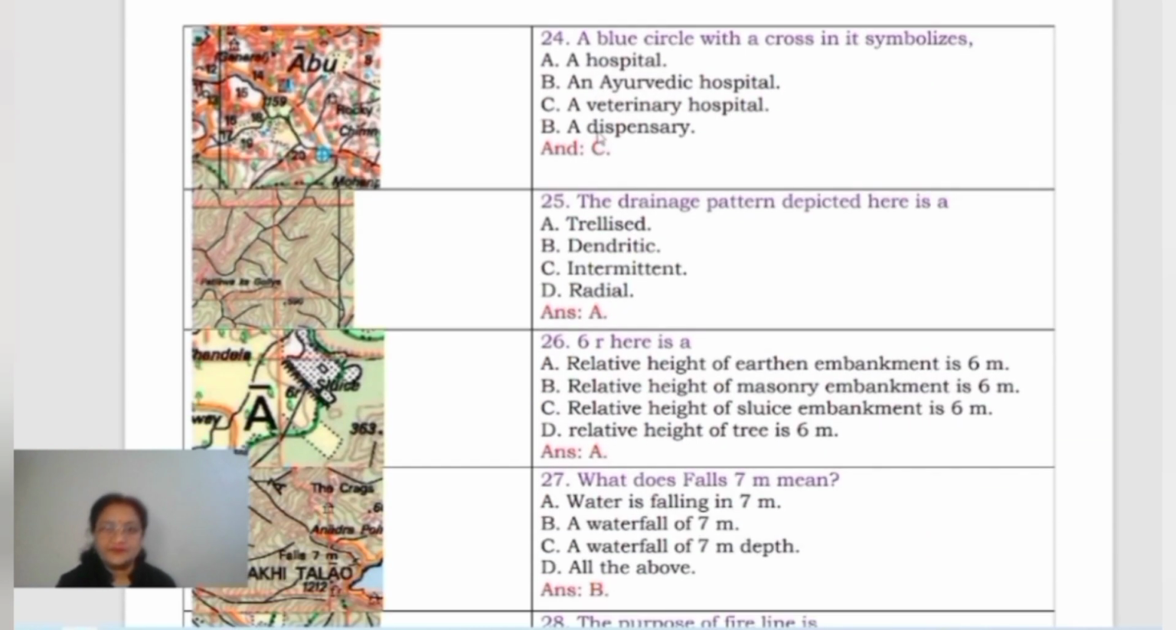Now come to the next one. Next is question number 24. A blue circle with a cross in it symbolizes. Now blue circle, you can see here, blue circle with a cross. This is actually indicating a hospital, right? You can say a hospital where the animals are treated, or you can say the veterinary hospital. Blue colored, this symbol is showing the veterinary hospital. Okay, so here you can see if the option is given or not. Yes, C is the option given. So C is the correct answer here.